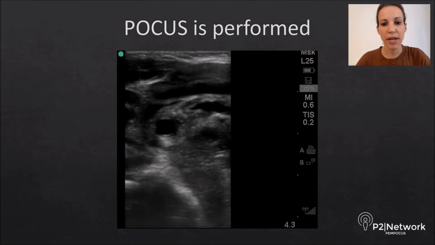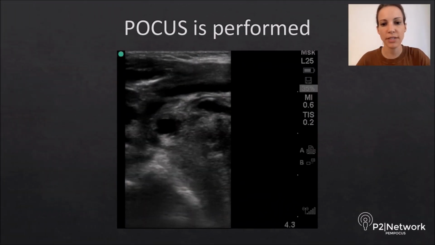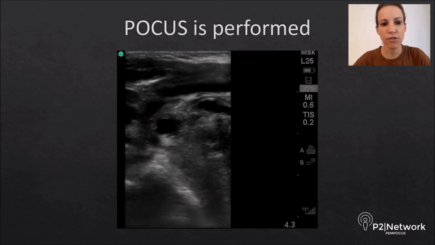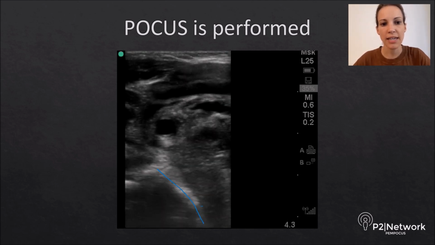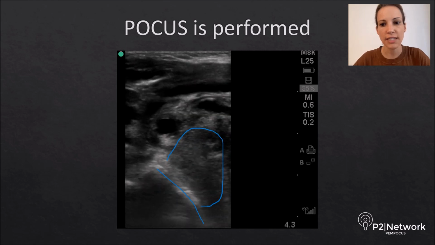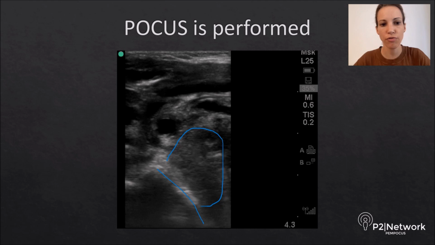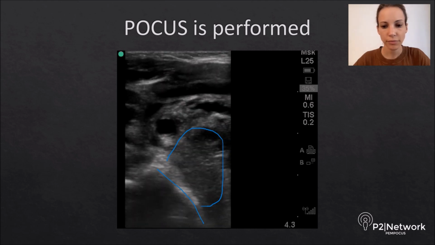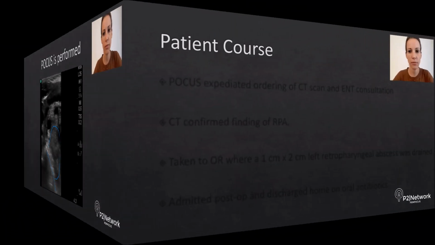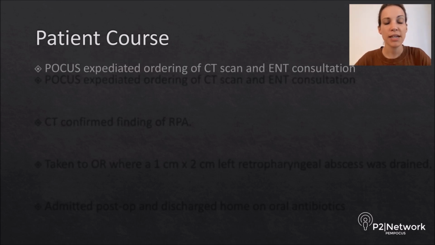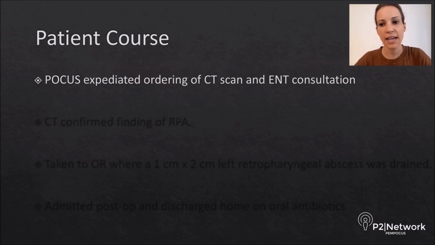In this particular patient, due to his presenting symptoms, we performed a POCUS that you can see here. And here you see the vertebral body, and anterior to it, you see this mixed echogenicity collection that was concerning for an RPA. So this POCUS really expedited the ordering of a CT scan and ENT consultation.